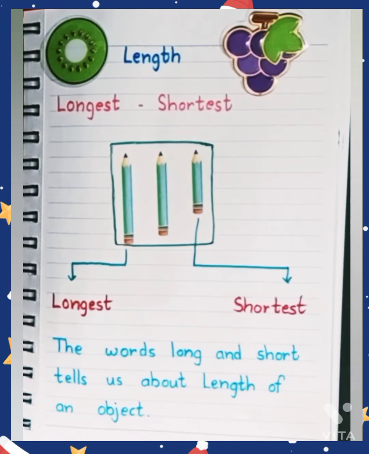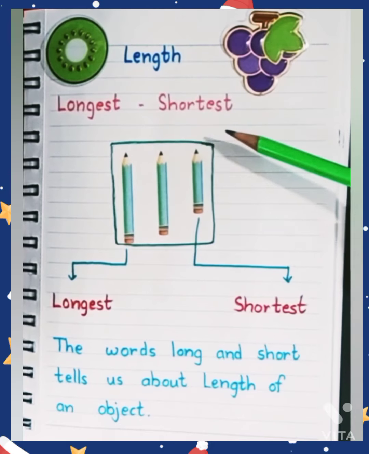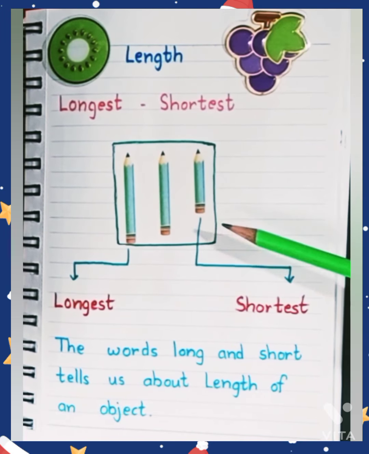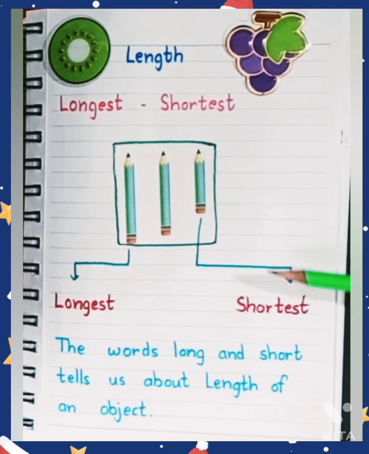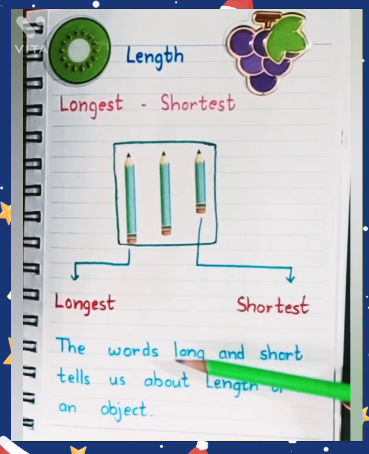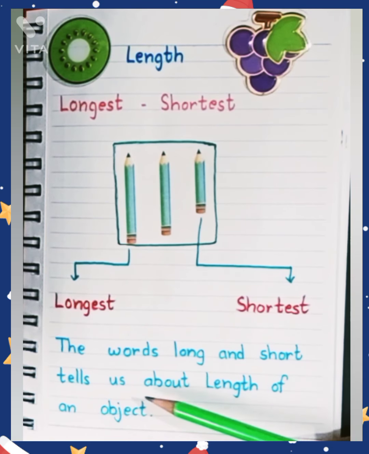Let us start. First we will study the longest and the shortest. Look at this picture. These are three pencils and we can see that this is the shortest pencil and this is the longest pencil. The words long and short tell us about the length of an object.